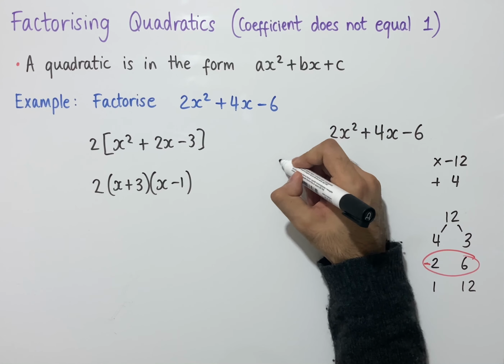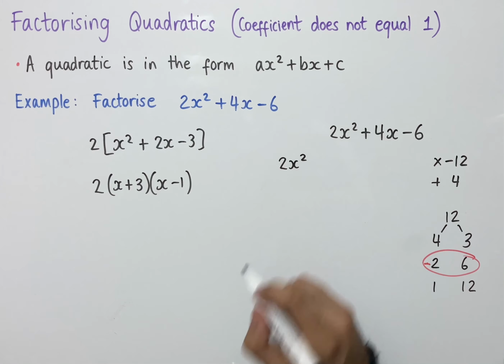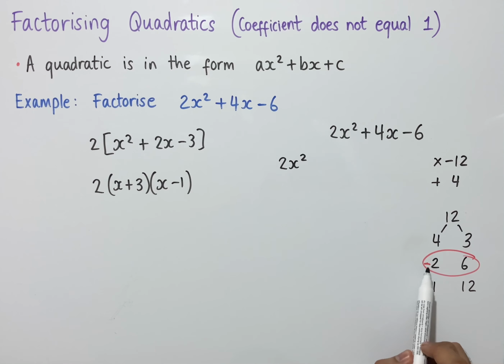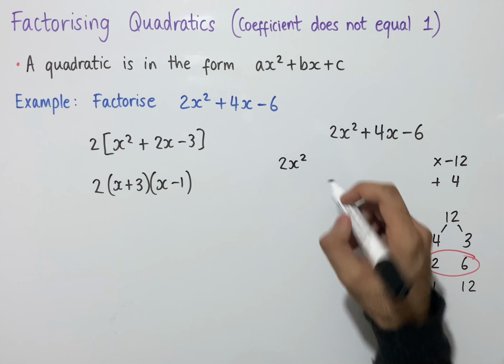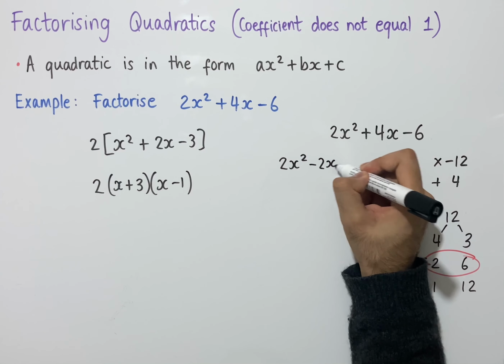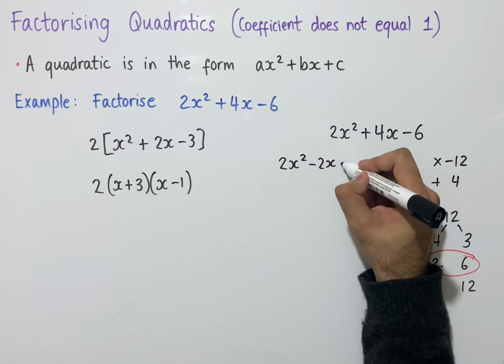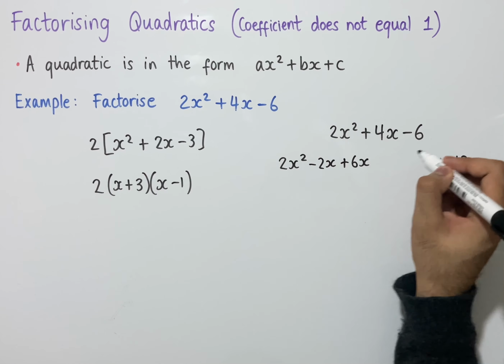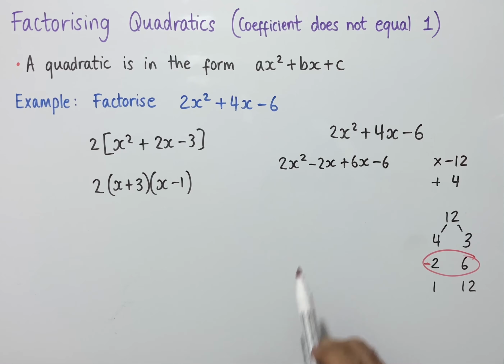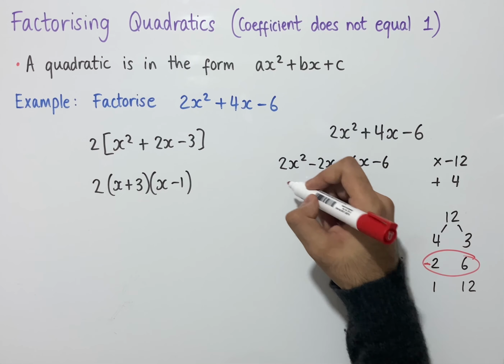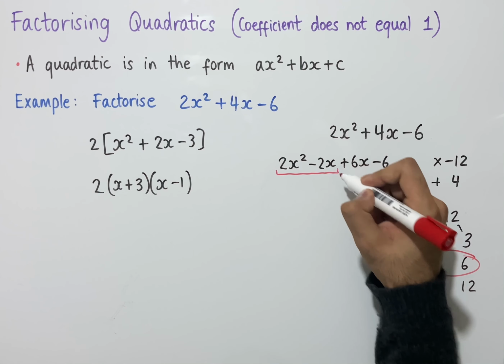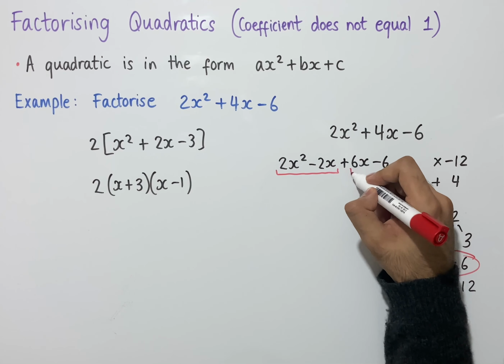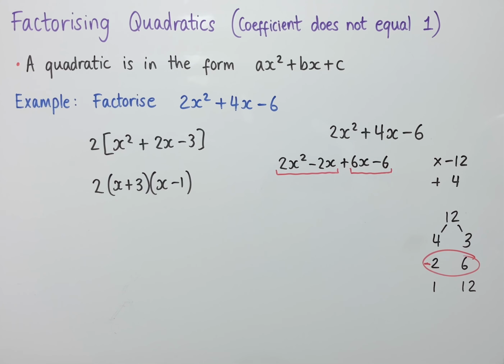So we have 2x squared, and now we either write minus 2x or plus 6x. It doesn't matter which way around we write this, and I'll show you both methods. Let's start with minus 2x. After this term we would have plus 6x, and then we have the minus 6 on the end. What we now do is factorise by grouping. In other words, we look at the first two terms as one group, and the second set of terms as another group, and we factorise these one by one.